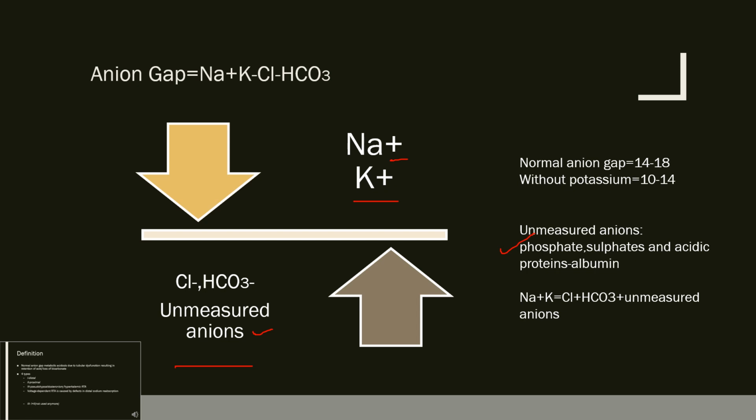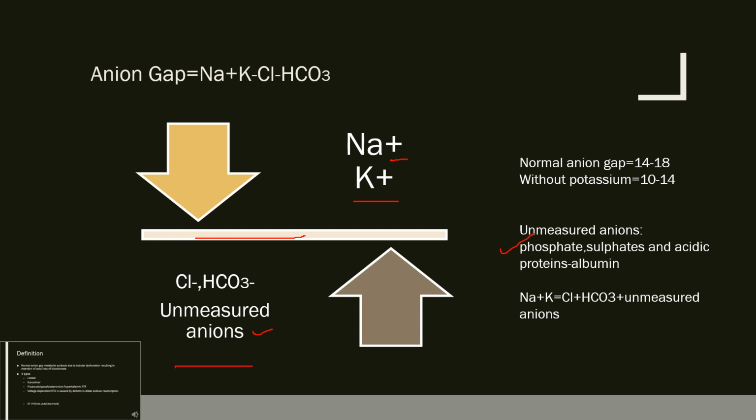Since they are very difficult to measure, you put them as unmeasured anions and you require them to be in balance. If either of them increases, your whole system of positivity and negativity goes for a toss. So what is this anion gap? Anion gap is these unmeasured anions basically. So how do you know?